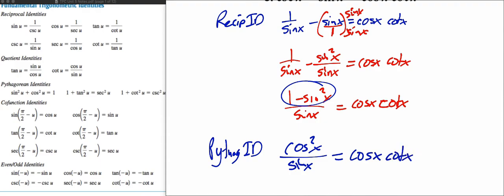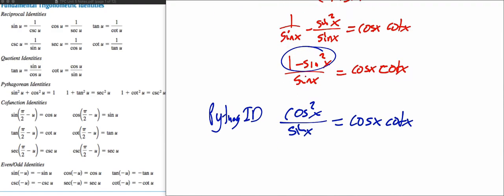Now remember, our goal is to make the two sides equal to each other. So we have cosine squared of x over sine of x equal to cosine of x times the cotangent of x. To make it a little easier, I'm going to factor out one of the cosines of x from that numerator. So we can make it the cosine of x times the cosine of x over sine of x, equal to the cosine of x times the cotangent of x.